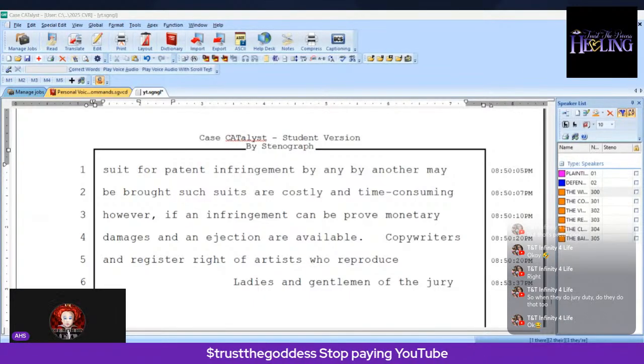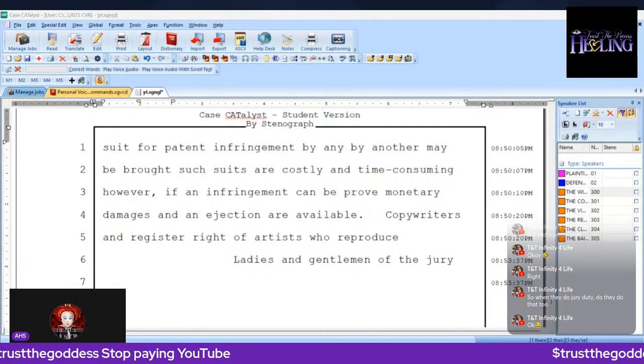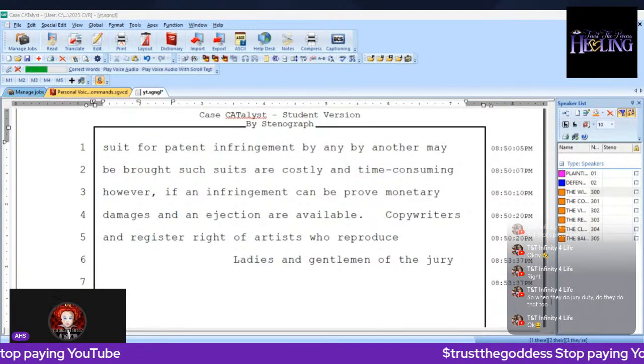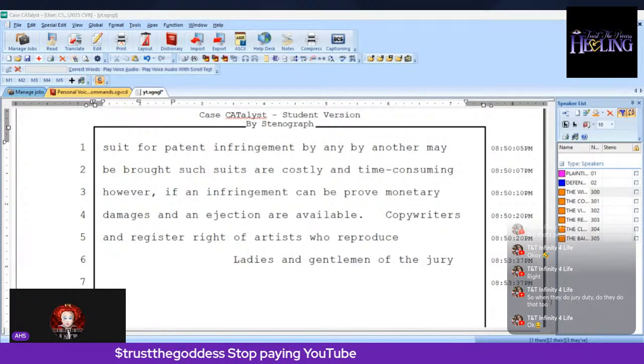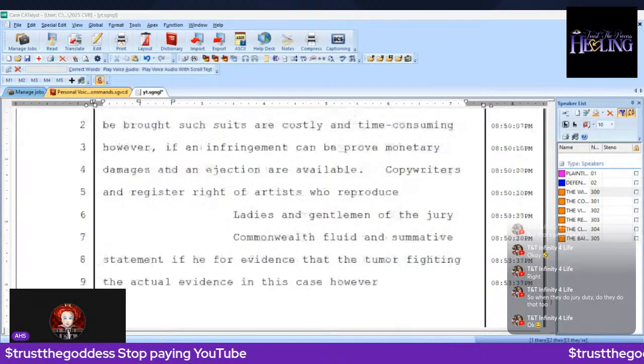The longer he didn't respond, the more upset she got. The Commonwealth will intimate, as they already have in their opening statement, that these voicemails are evidence that the two were fighting. The actual evidence in this case, however, will show the exact opposite.